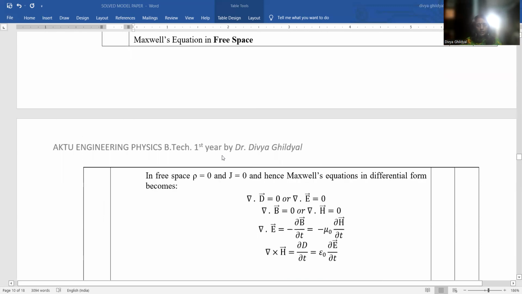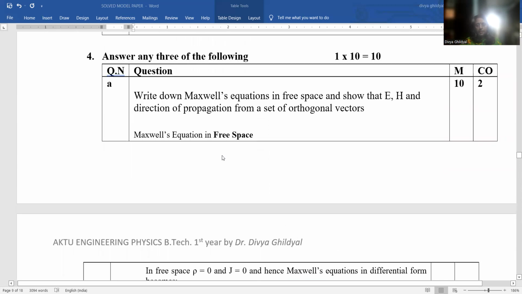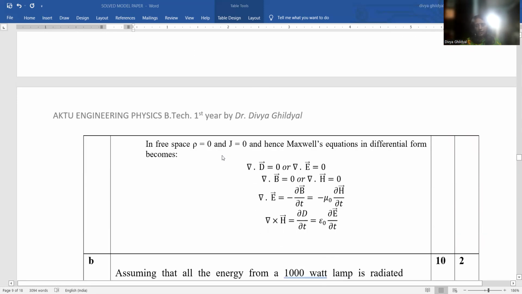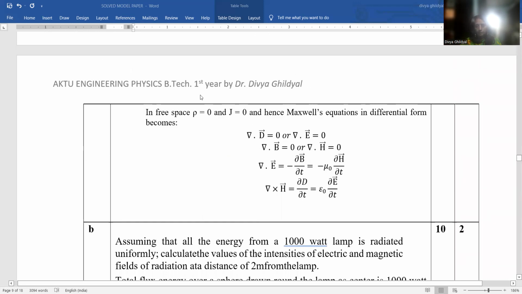Now, the next unit, that is electromagnetic theory. I will derive Maxwell's equations in free space. For free space, I know charge is 0 and density is 0. So for my favorite Maxwell's equations, I will only put rho 0 or J 0.